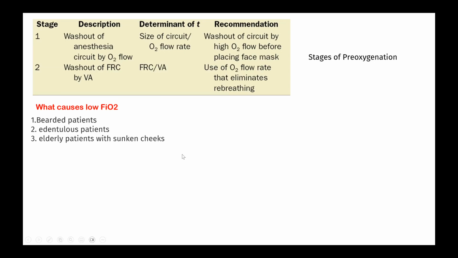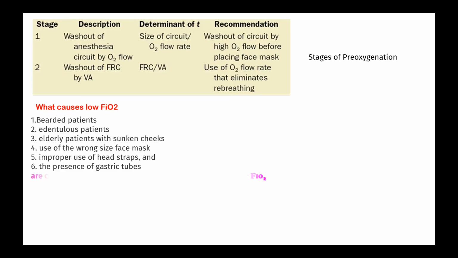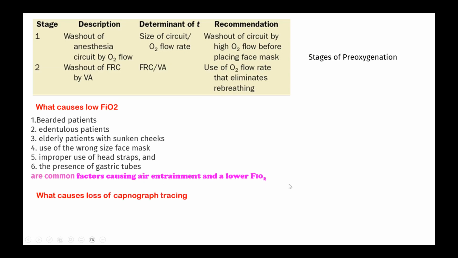Elderly patients with sunken cheeks, all those who have hollow cheeks, will also have difficulty. If you use a wrong size mask for the patient, that will also cause a leak, as will improper use of head straps, which we normally don't use. The presence of a nasogastric tube or other tubes will also prevent a good fit. So these are all the common factors for air entrainment. That is, a leak will happen and the patient will inhale room air along with the oxygen that you are giving.